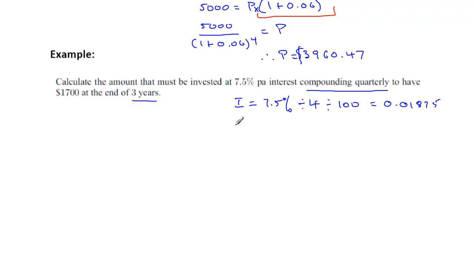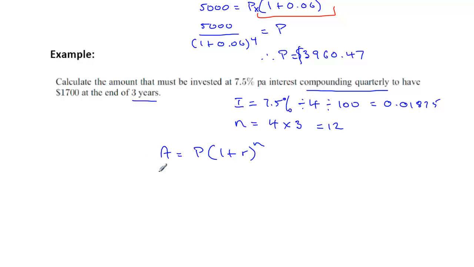All right, now what about our time period? The time period, the number of times that this interest comes in, N, is going to be 4 lots of, now remember, there's 4 payments over 3 years, which will be a total of 12 interest payments. Now with those numbers in mind, we write down our formula again. A equals P, 1 plus R to the power of N. All right, so it says calculate the amount that must be invested. So we've got to find P.